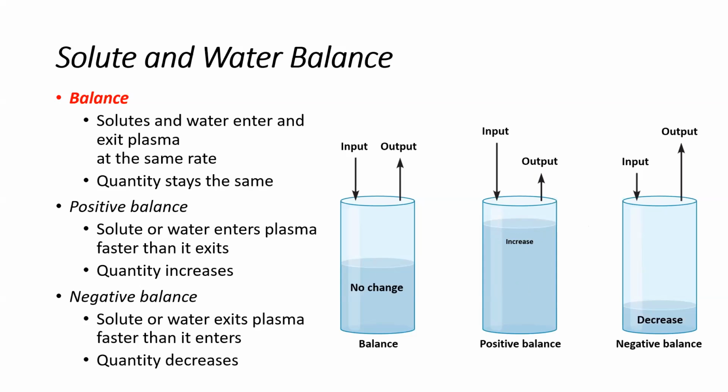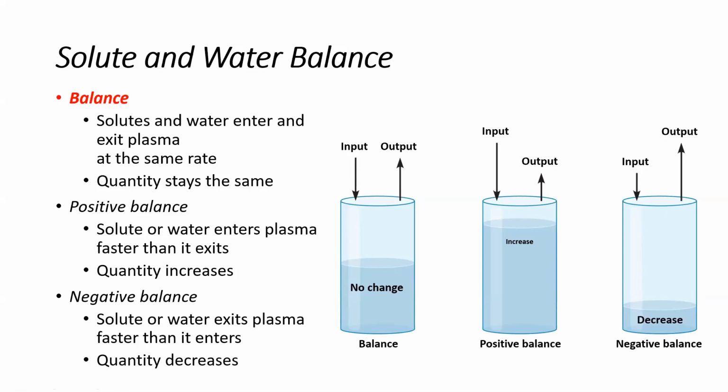Solutes or water are exiting the plasma at a rate that is faster than it is entering. And so the overall volume would decrease and we're said to be in a state of negative balance. Now, while we're talking about these as beakers, I want you to think about this in terms of the entire human body. And so a scenario that's synonymous with negative balance is dehydration. If we're dehydrated, there are fewer water inputs than there are water outputs. And so our overall volume goes down and we're said to be in a state of negative balance.